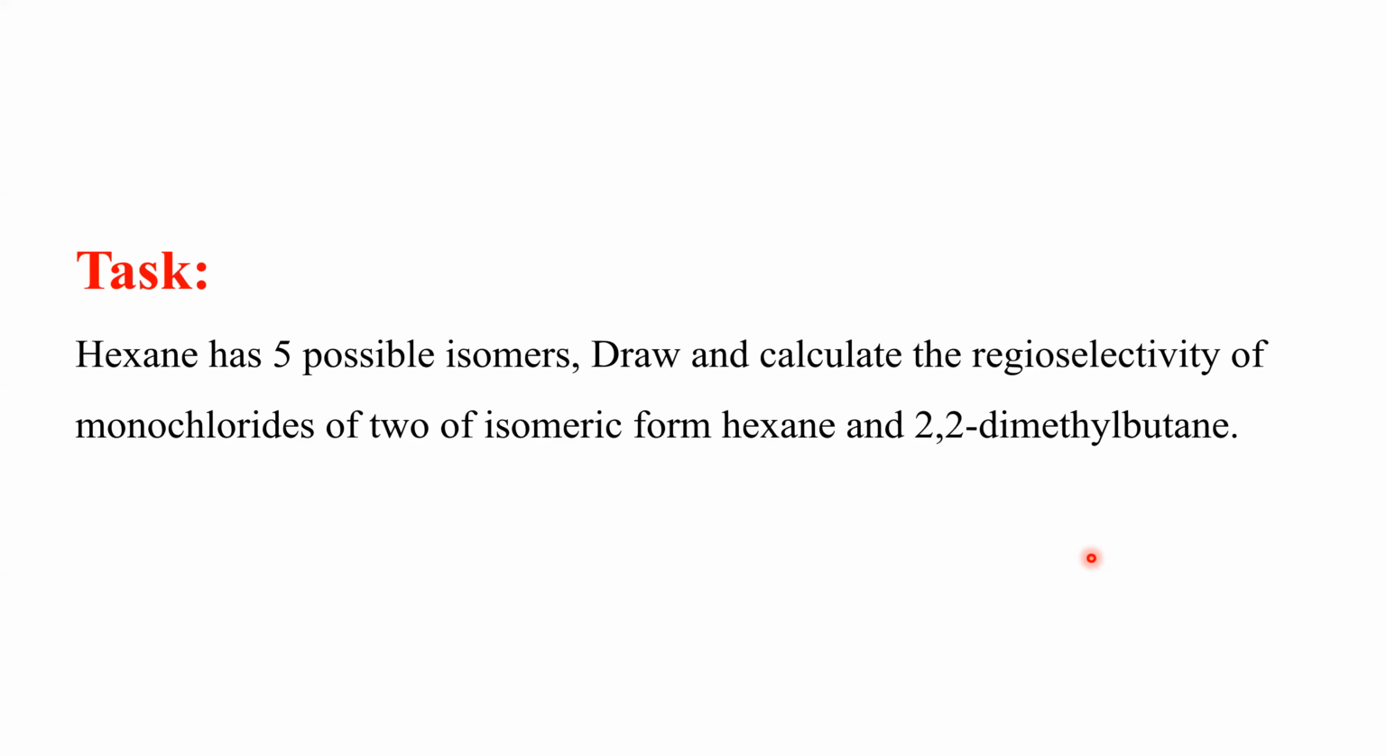You have to draw and calculate the regioselectivity of monochlorides of two of the isomeric forms, hexane and 2,2-dimethylbutane. So I have picked 2 isomers of hexane, and you have to react them with chlorine and prepare all possible monochlorides of hexane and 2,2-dimethylbutane. You have to calculate the percentage of these monochlorinated products, and submit it on Moodle.